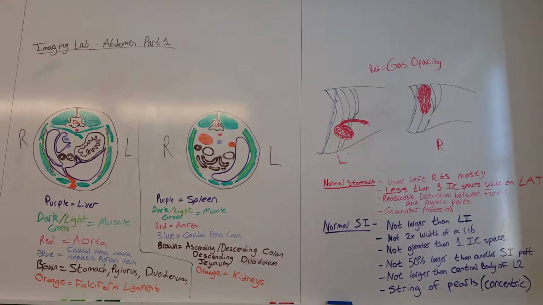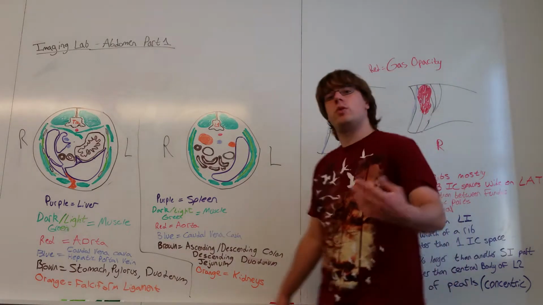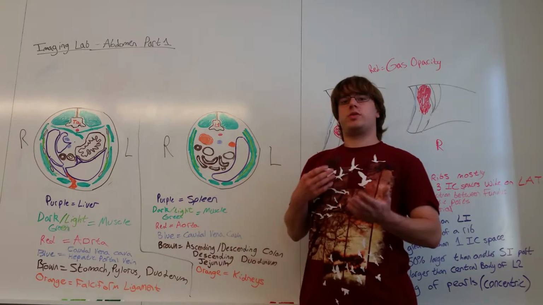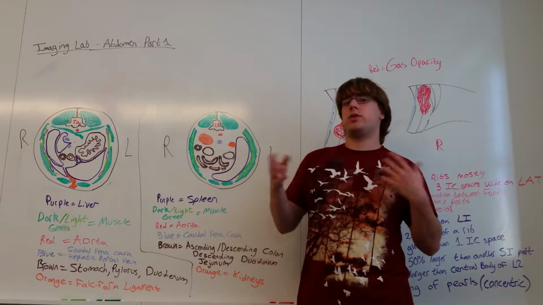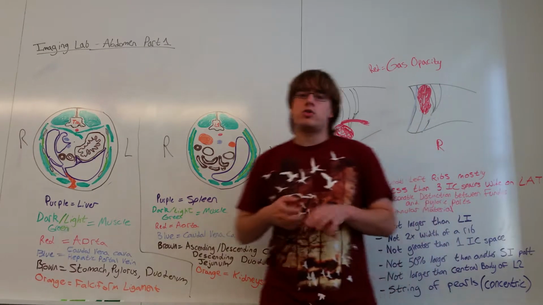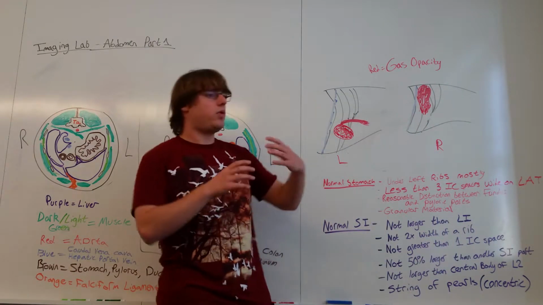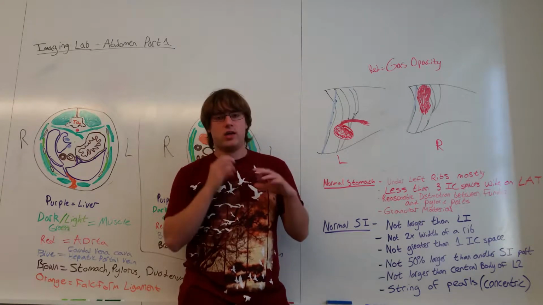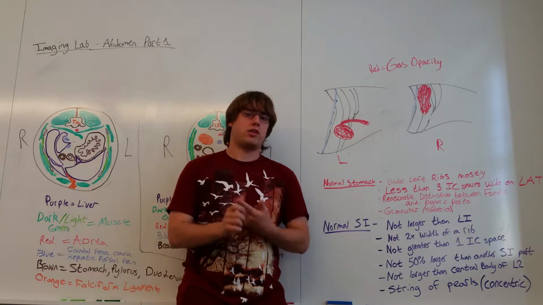Recapping September 21st imaging lab on the abdomen. So in this lab, we mostly focused on the gastrointestinal tract and its spatial relationship between the individual pieces and how we can interpret them on radiograph and CT scan. So let's start with the radiograph side of things. How do we recognize if a part of the gastrointestinal tract is normal or not?